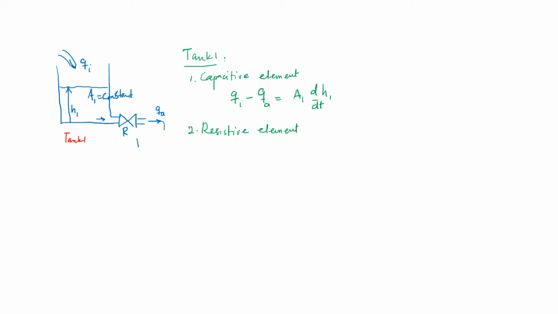And for the resistive element, which is the valve, I can make you recall that was something like rho g h, in this case H1, to be equal to the flow which is coming out from the valve, which is Qa times the resistance R. So these are the two constitutive expressions corresponding to tank number 1. We will use these expressions later on to construct the system response or system model.